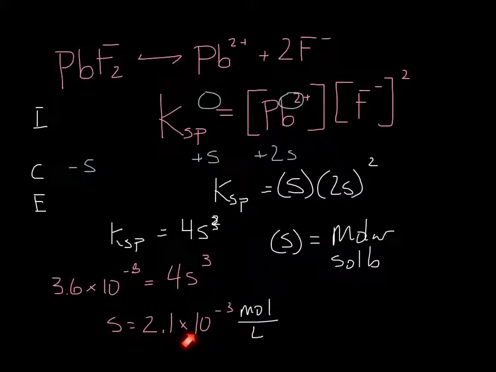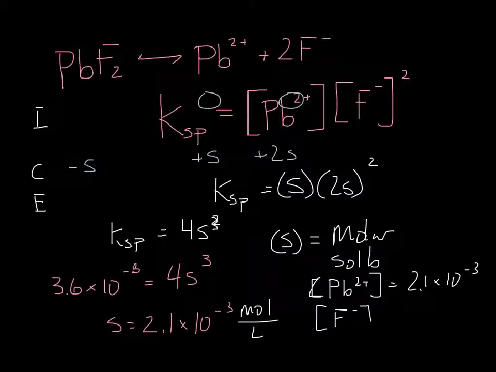So that means for every liter of solution, it's going to dissolve by 2.1 times 10 to the negative 3rd moles. And so then at equilibrium, or once it's dissolved in a saturated solution, the concentration of lead 2+ is going to be 2.1 times 10 to the negative 3rd, because for every one that dissolves, we produce 1 of those. So it's going to be the same. And then the concentration of the fluoride ions, since we're going to produce 2 of those in solution, would just be 2 times S. And so in the case of this question, that would be 4.2 times 10 to the negative 3rd. And both of these are molarity, or moles per liter.